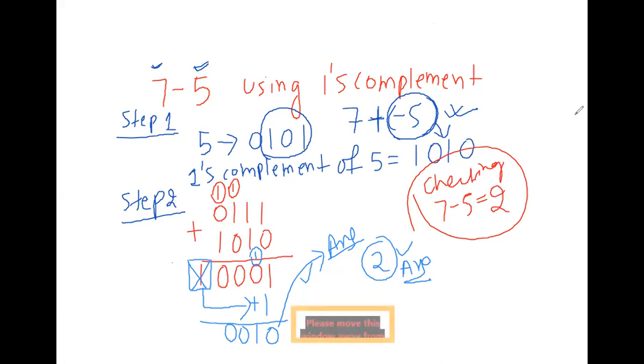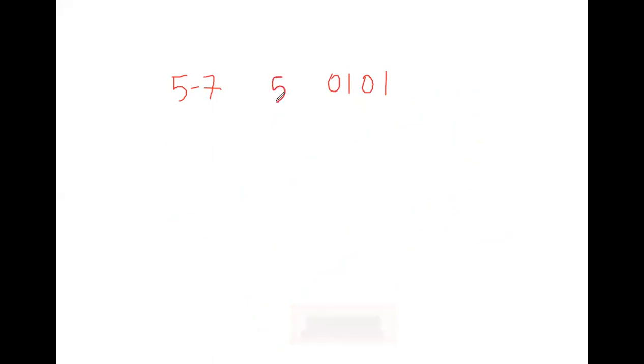We'll take another example where carry won't be generated, or there will be no carry. I'll do the reverse: 5 minus 7. In this case, see, same steps. For the second number, I have to find the ones complement. So the first number, 5, is 0, 1, 0, 1.